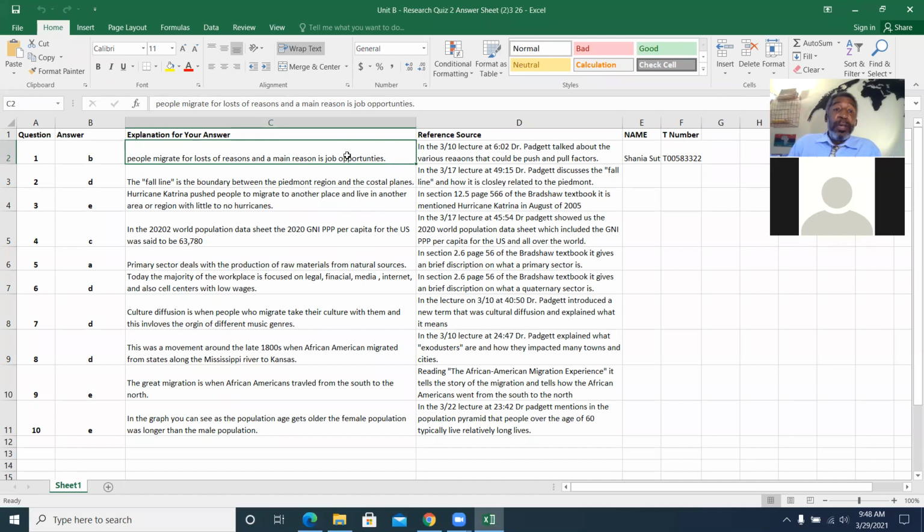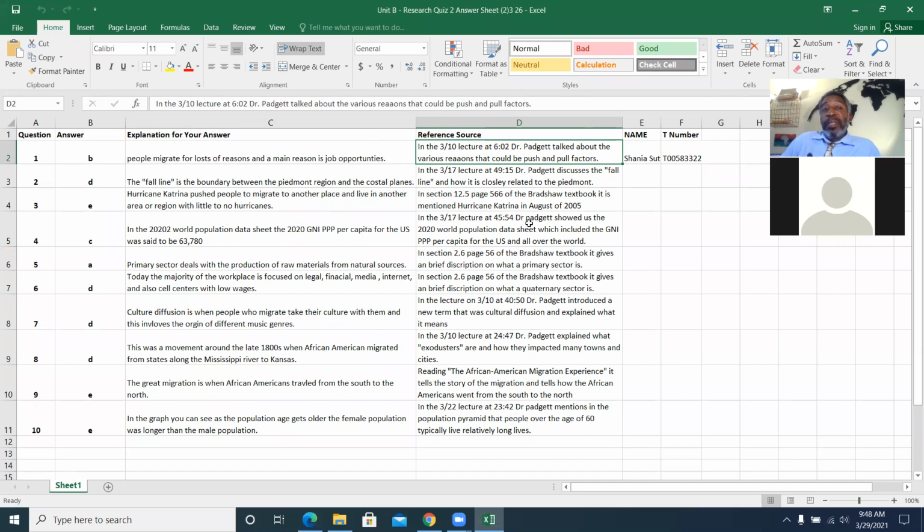Okay, people migrate for lots of reasons. It's just not specific enough. But the reference source is very good. It says, okay, push and pull factors. Again, I really would have wanted a reference that was more specific to your answer. It just says I talked about push and pull factors. But what push and pull factors, again, were specific to the counter migration. And that would be a better way to express that answer.